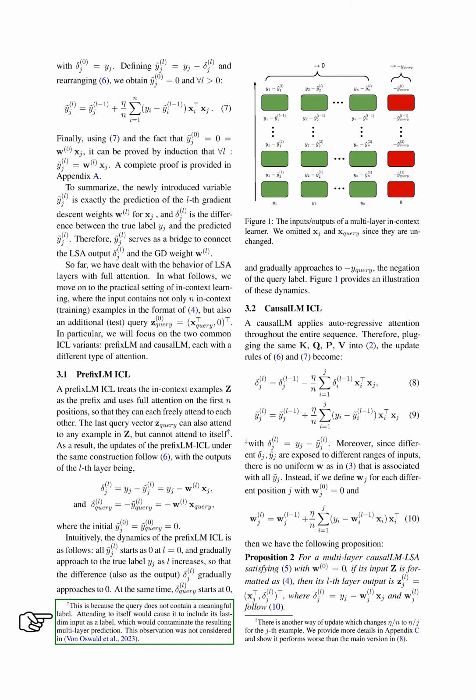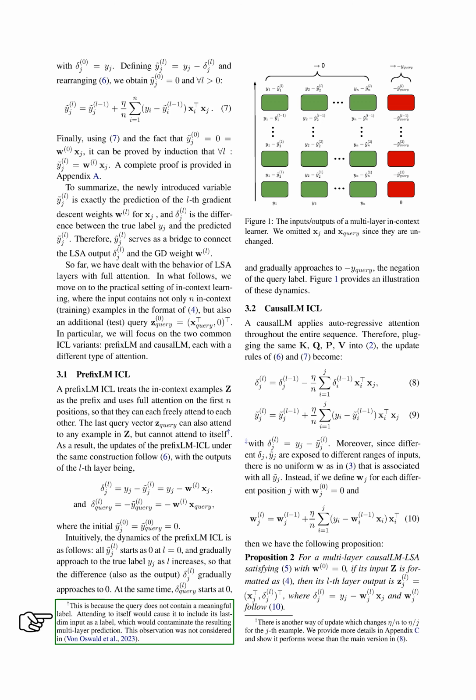This model applies autoregressive attention throughout the entire sequence. Therefore, the update rules become a bit more complex. The delta_j^l and y_j^l are updated according to certain formulas that involve the sum of previous deltas and y's, weighted by the corresponding x's. Moreover, since different delta_j and y_j are exposed to different ranges of inputs, there is no uniform weight W that is associated with all y_j. Instead, we define a different weight w_j for each position j, which is updated according to a certain formula.